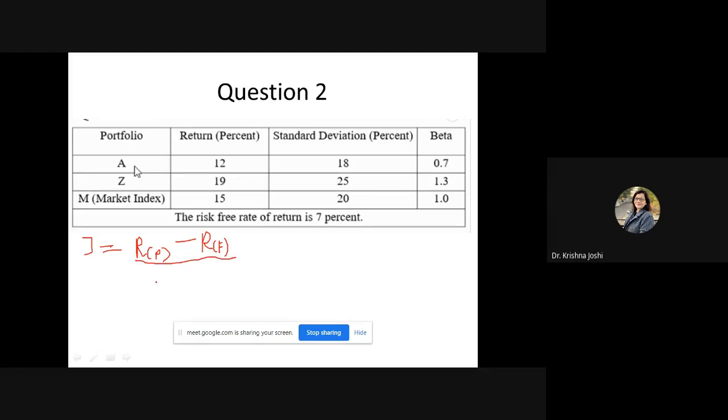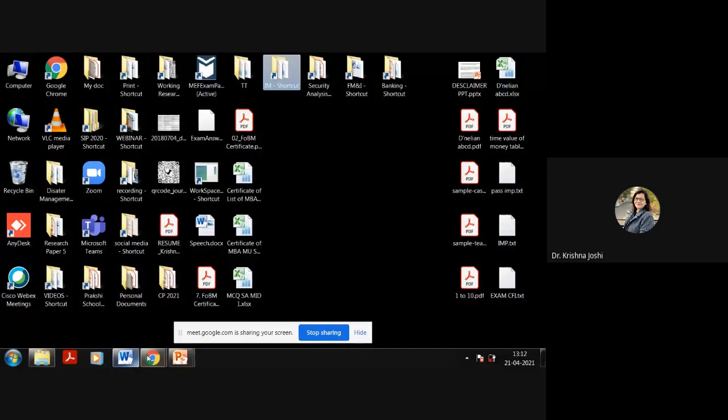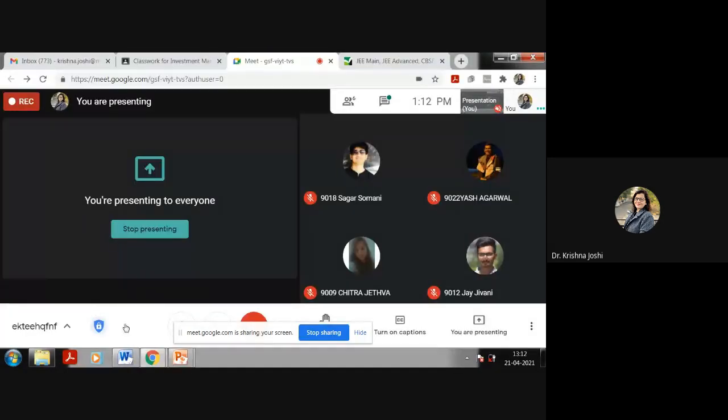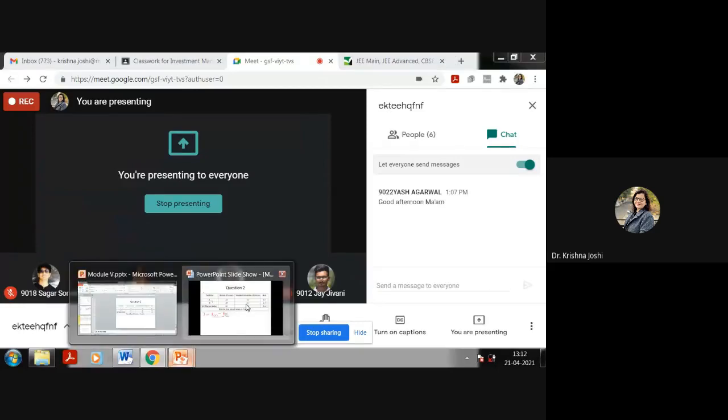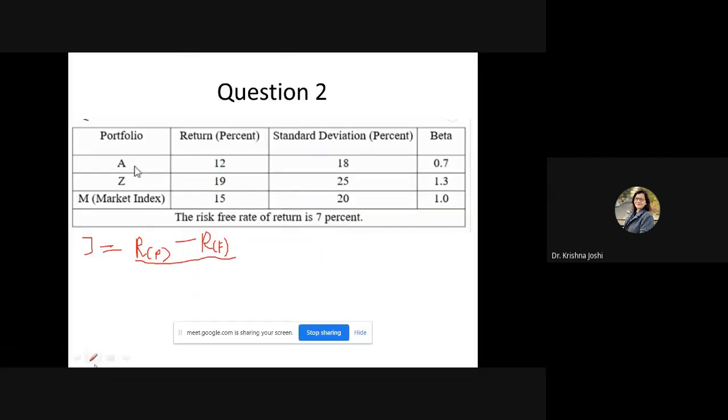Portfolio return minus risk-free rate of return, divided by, can anybody tell me what I should divide it with? Anyone in the class can tell me what is the Jensen measure formula? No? Okay, it is the beta of the portfolio. Then what is the Sharpe measure? The same as above, but only divided by the standard deviation.